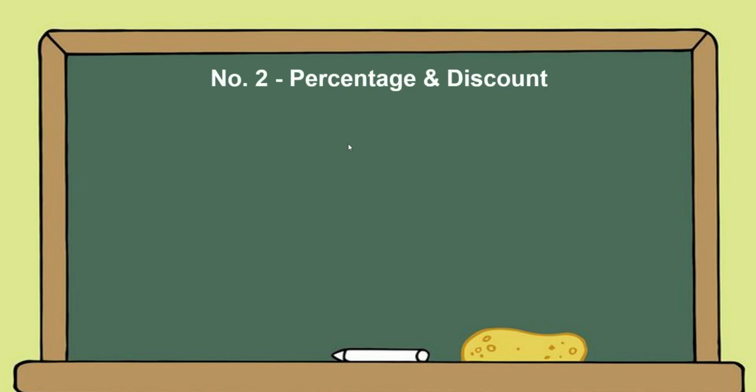Next we have Question Number 2. Percentage and discount. A percentage and discount math problem involves calculating the price reduction on an item, often requiring you to find the discount amount, the sale price, or the original price. These problems use percentages to represent the discount rate, which is a portion of the original price.